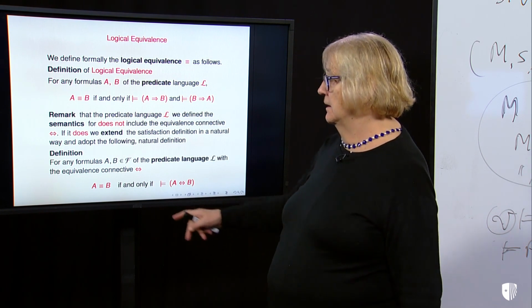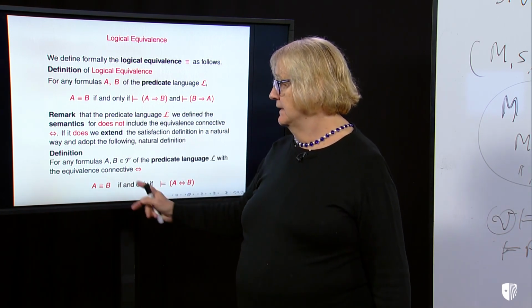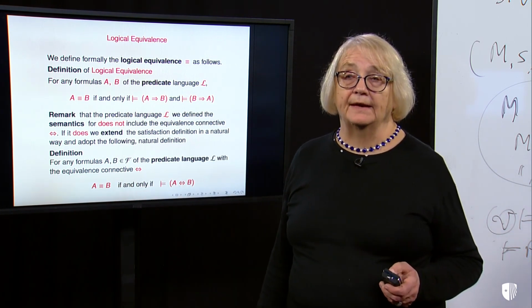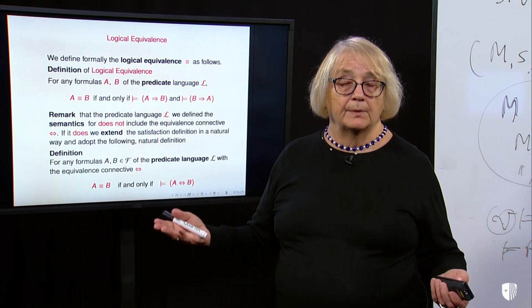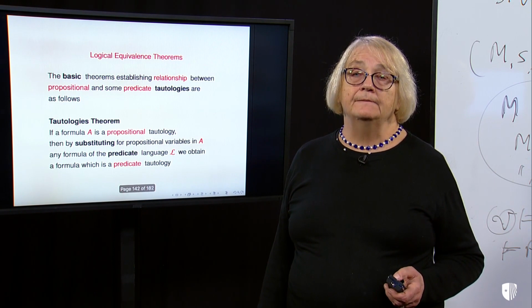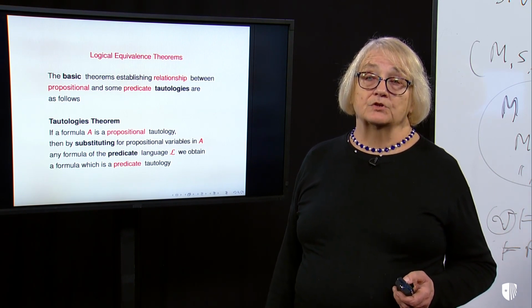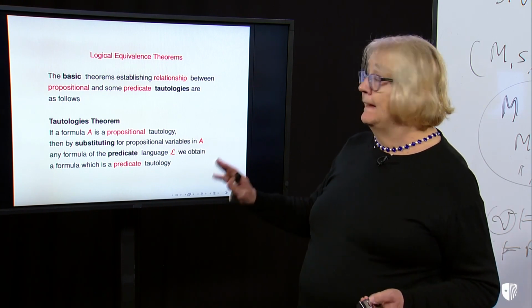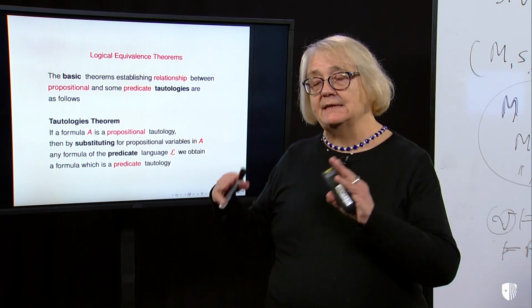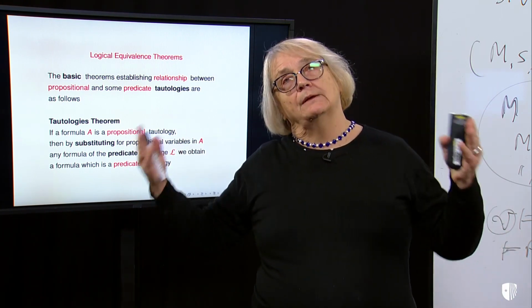You can define equivalence in terms of the equivalence connective, but again, equivalence is just a symbol. It's not a connective. And of course, you have the tautology theorem. Now, okay, so you have equivalence. Now, how do you get more tautologies?